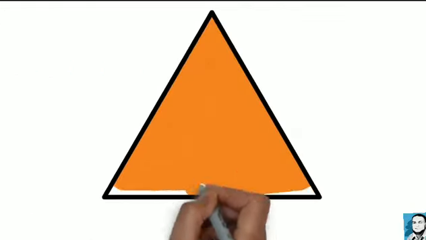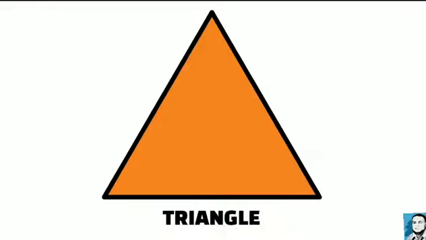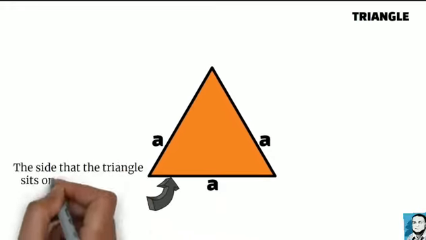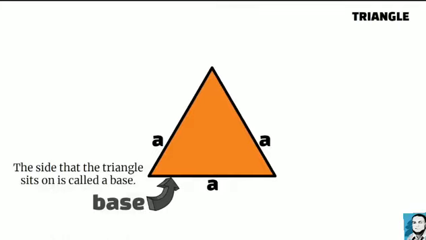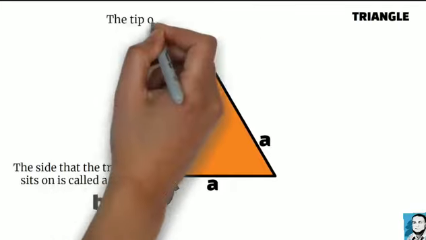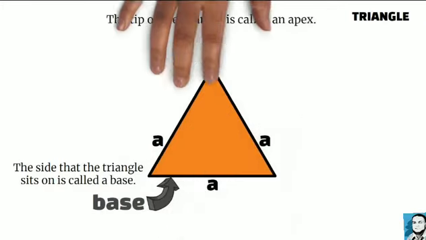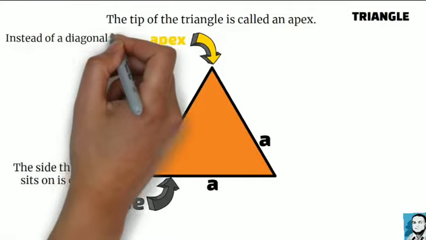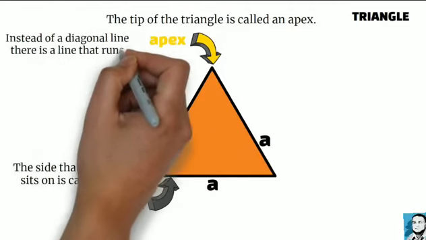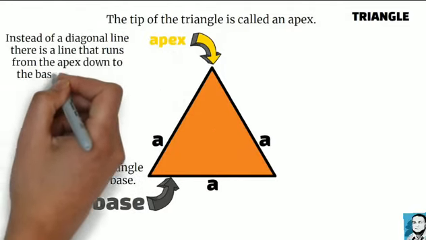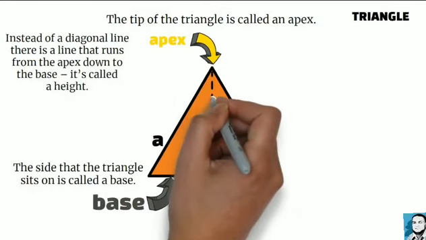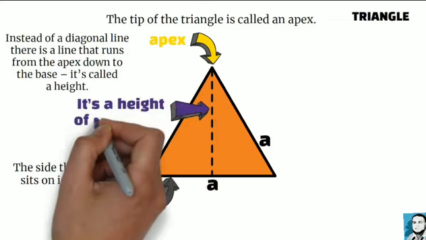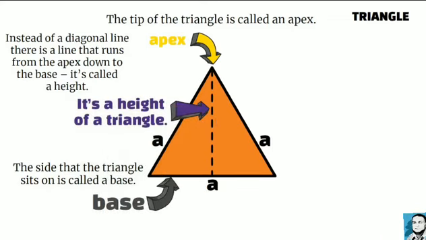Okay, the next shape is a triangle. The side that the triangle sits on is called a base. The tip of the triangle is called an apex. And instead of a diagonal line, there is a line that runs from the apex down to the base. It's called a height. In this case, it's a height of a triangle.